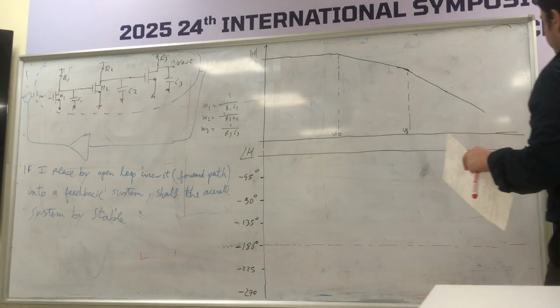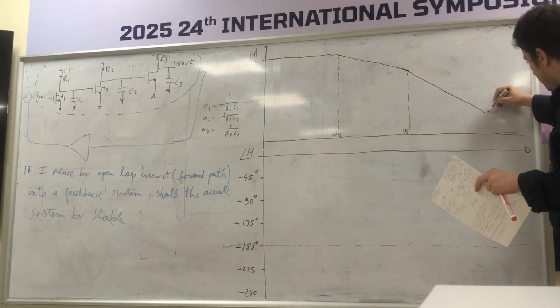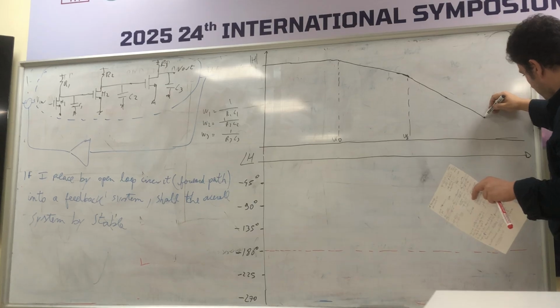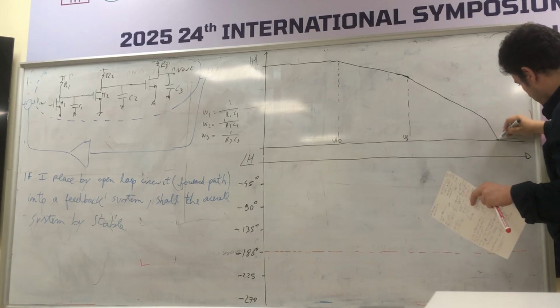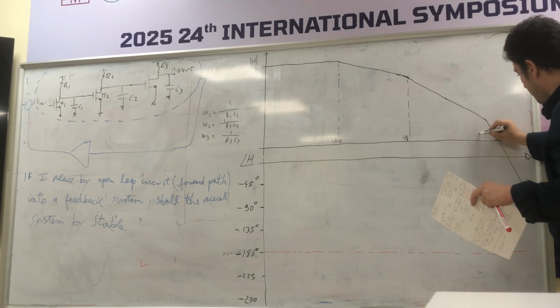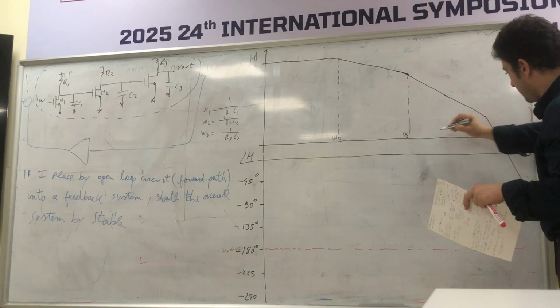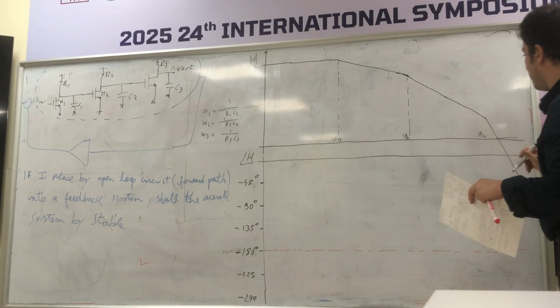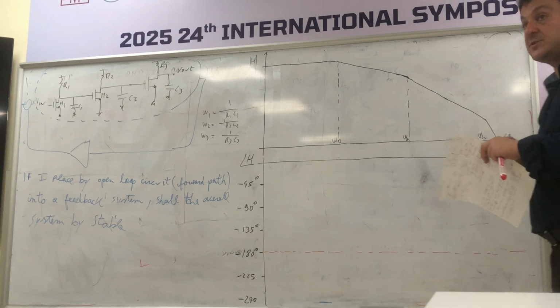Okay, and then okay, here omega s2. Okay, two secondary poles. Okay. Okay, so let's draw the phase.